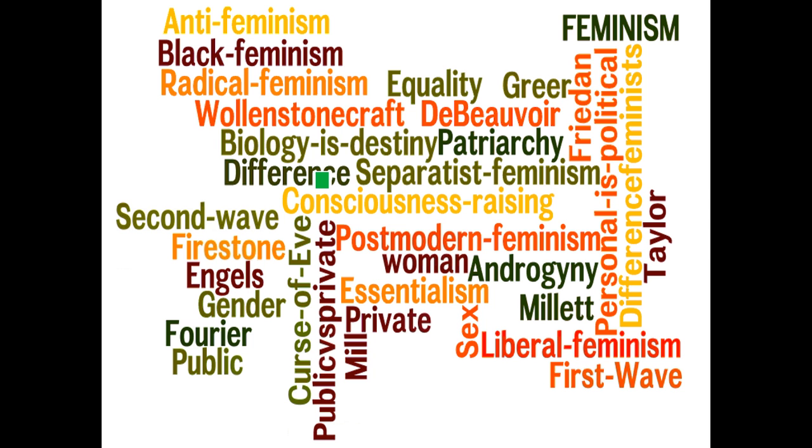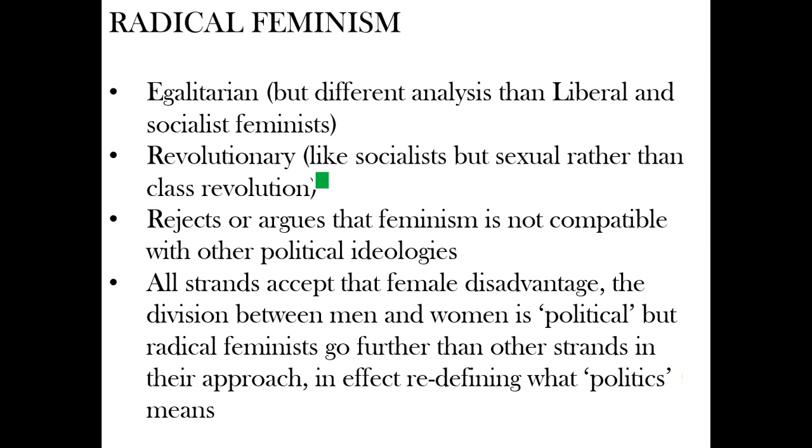In this video, we're going to look at the main features of the third of the three main strands of feminism, in this case, radical feminism. Radical feminism shares some of the features of the other two main strands, liberal and socialist, in that the vast majority of radical feminists are egalitarian, seeking equality between men and women.